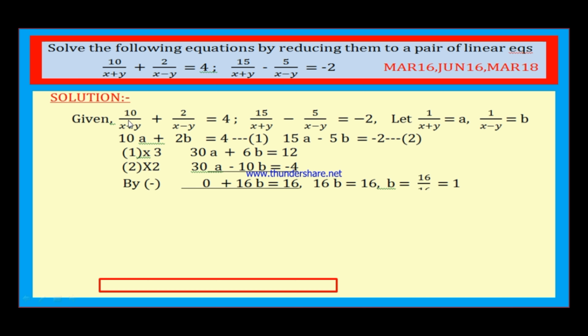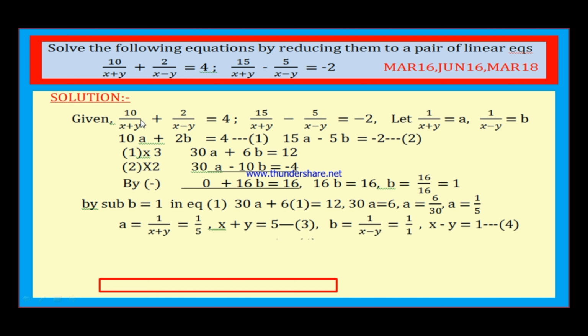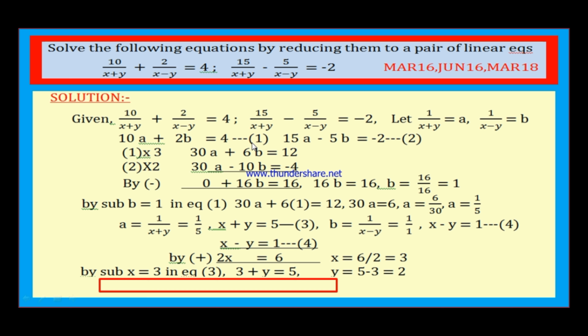Now let us substitute 1 by x plus y is equal to a and 1 by x minus y is equal to b. Then the first equation will be 10 into 1 by x plus y, 10a, plus 2 into 1 by x minus y, 2b, is equal to 4. First equation. Now second, 15 into 1 by x plus y, 15a, minus 5 into 1 by x minus y, 5b, is equal to minus 2. Second equation.